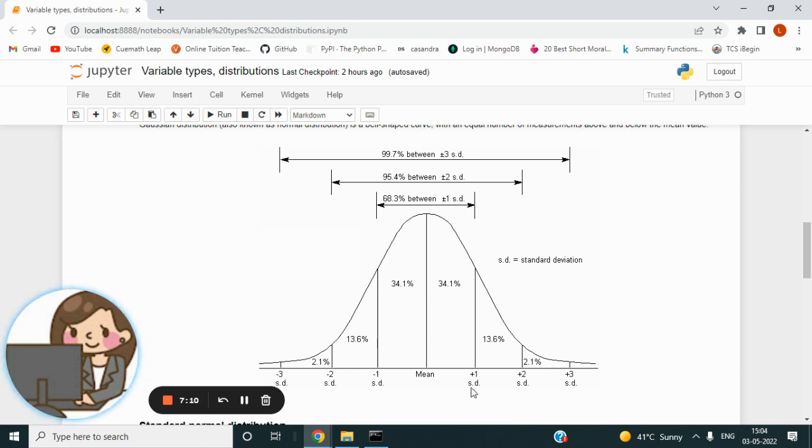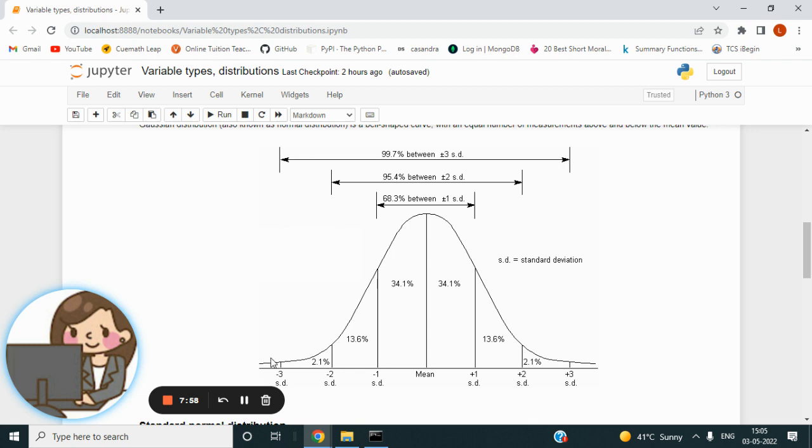And an empirical property of this Gaussian distribution is that 68.3 percent of all the values lie in this central, middle part. Then 95.4 percent lie within two SD, and within 3 SD, 99.7 percent of values lie. The values that lie outside after 3 SD will be very minimal. So this kind of graph is known as a Gaussian distribution or a normal distribution.